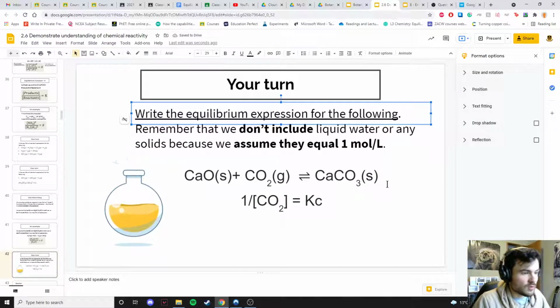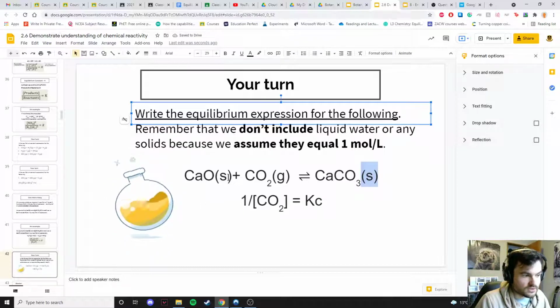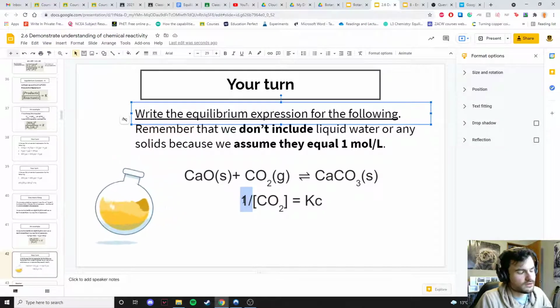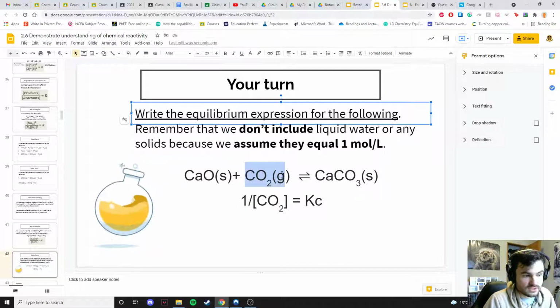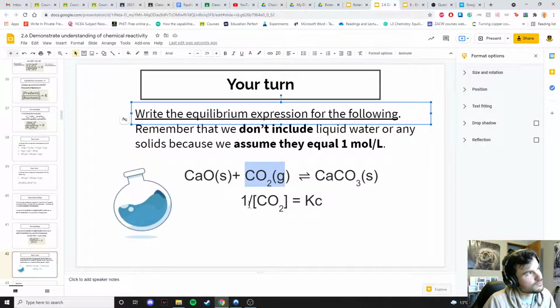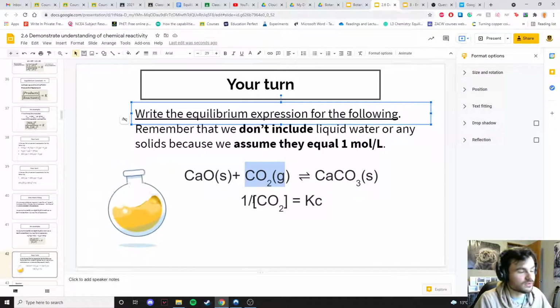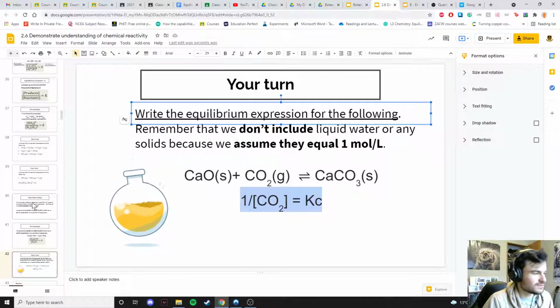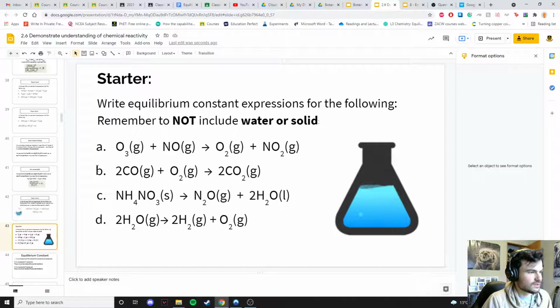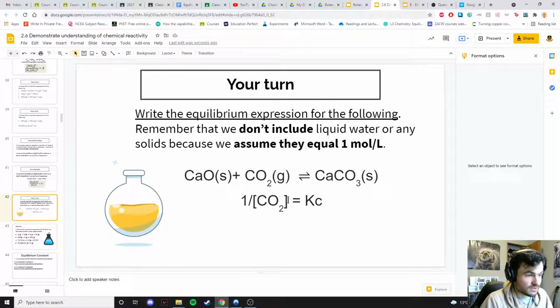Now you may be like, okay, I get why we don't include the solids, so we just have the CO2, but why is the 1 over here? That's because it's products over reactants. CO2 has to be on the denominator, the bottom of the fraction in this equation. So that equals Kc. We're going to try these in our Google Classroom task for today. So we're going to try doing some of these.